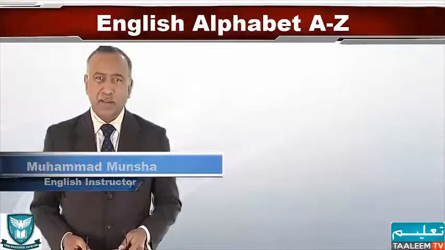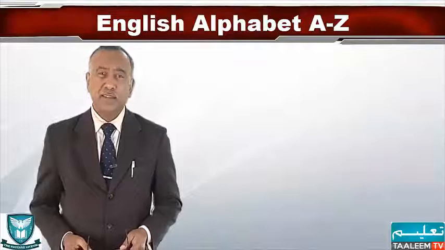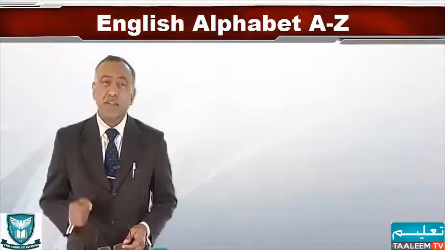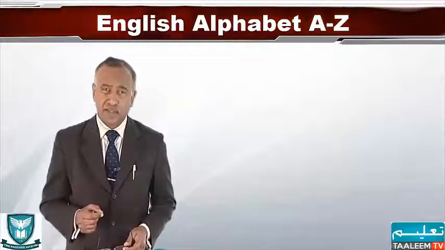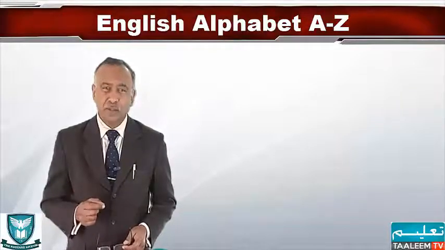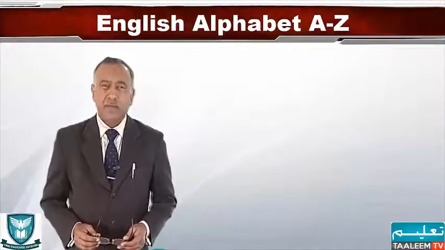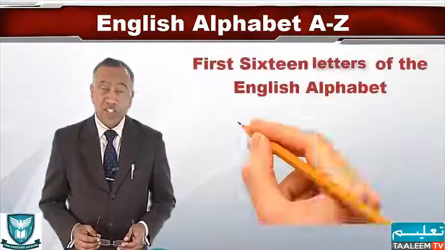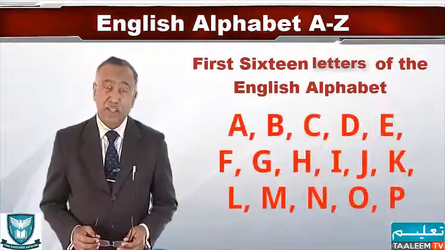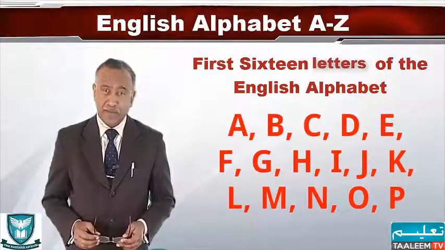Do you remember how many letters do we have with us? Yes, please. They are 26 in number. How many? 26. Starting from A to Z. Good. Last time we have learned the first 16 letters of the English alphabet from A to P.